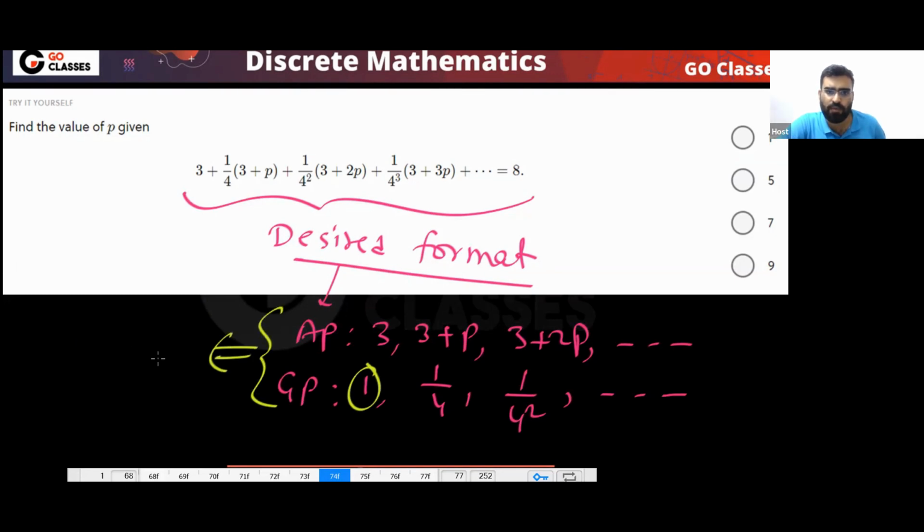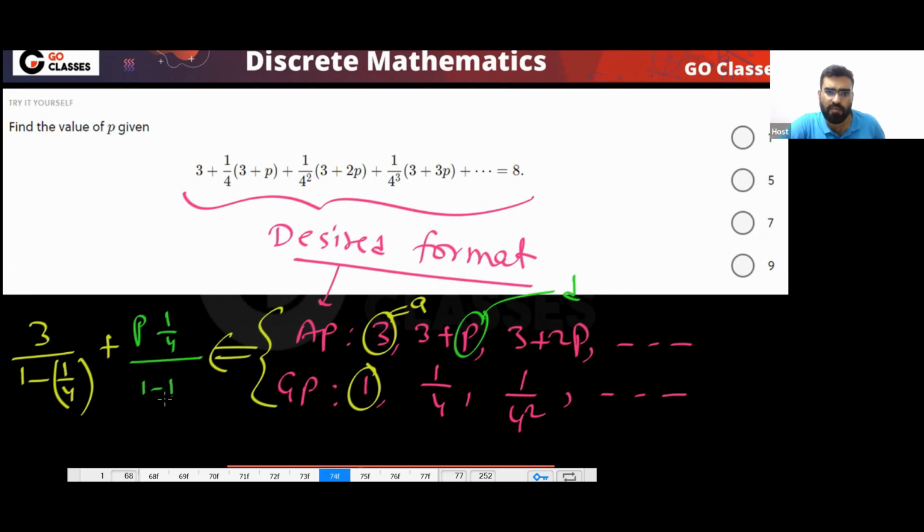So you can apply the direct formula. That will be A, this will be the value A, divided by 1 minus R. R is 1 by 4 plus D. What is the value of D? D is equal to P. So finally that will be the formula divided by 1 minus 1 by 4 whole square. And you put this equal to 8. So finally you can calculate the value of P.